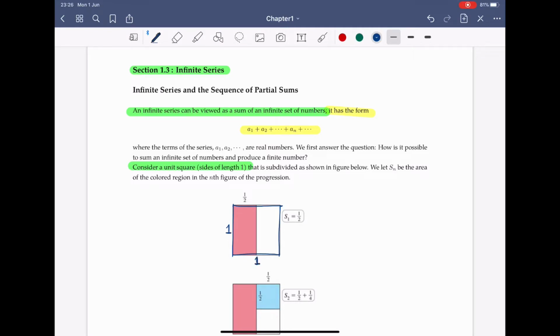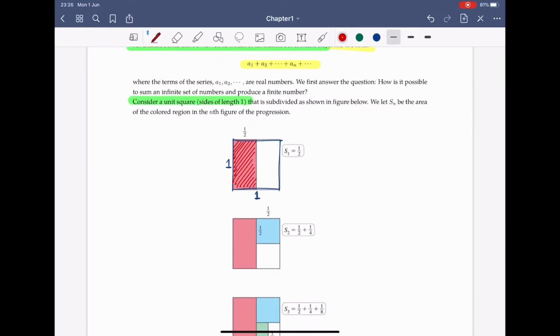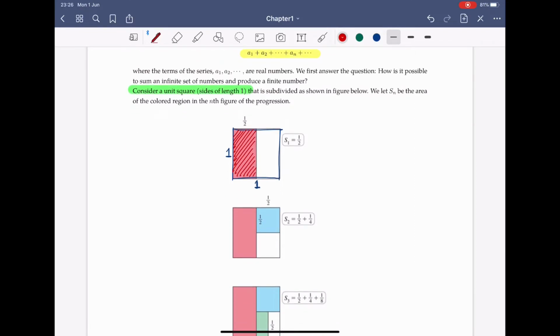Alright, so the first step, I am going to cut half of this square. You know that the area of the square is 1, right? Because the area is 1 times 1, which is 1. And then if you cut half, the area that you cut here is going to be just 1/2, right?